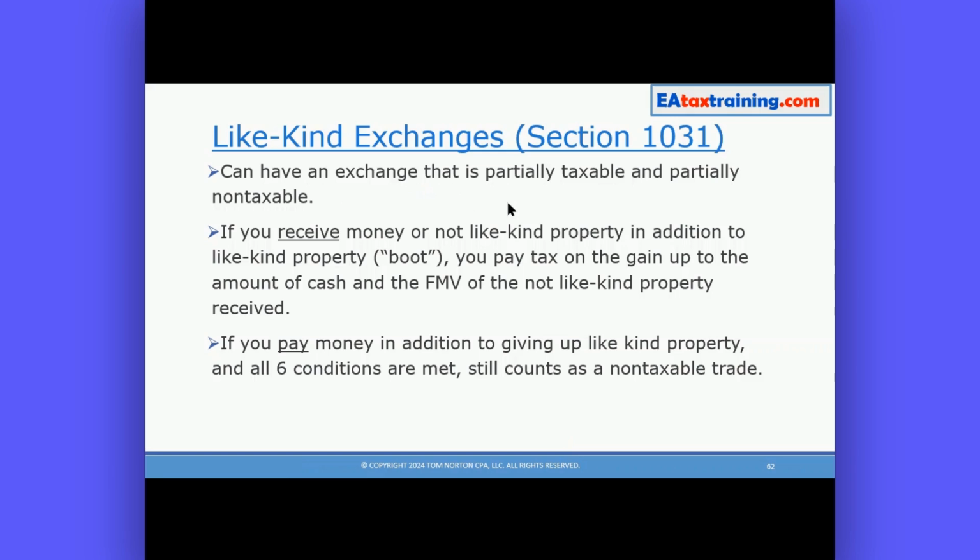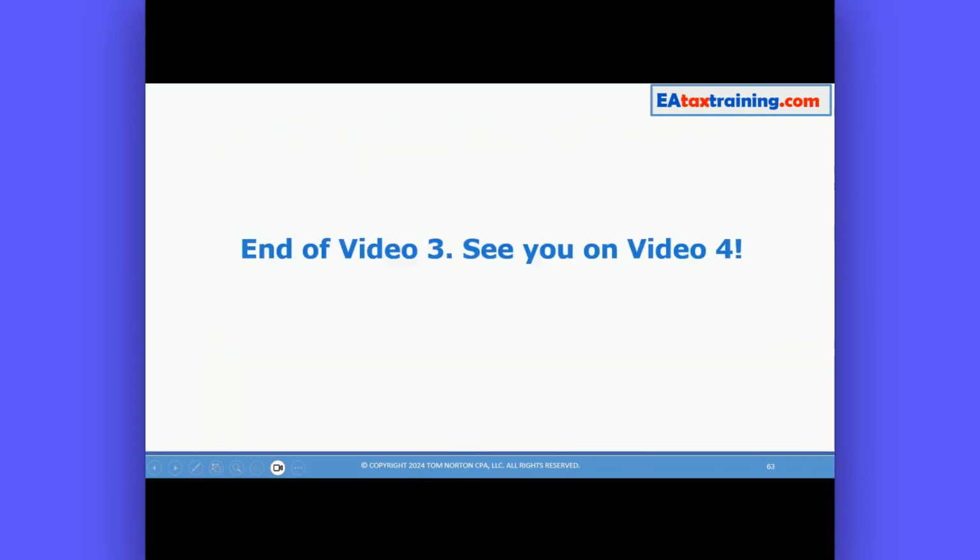If, on the other hand, you pay money or give up other type of boot, in addition to giving up like kind property, as long as those other 6 conditions are met, then it still counts as a non-taxable trade for you. So the other party would have to include part of it in their income, but you do not, since you're the one who is paying the boot rather than receiving the boot.